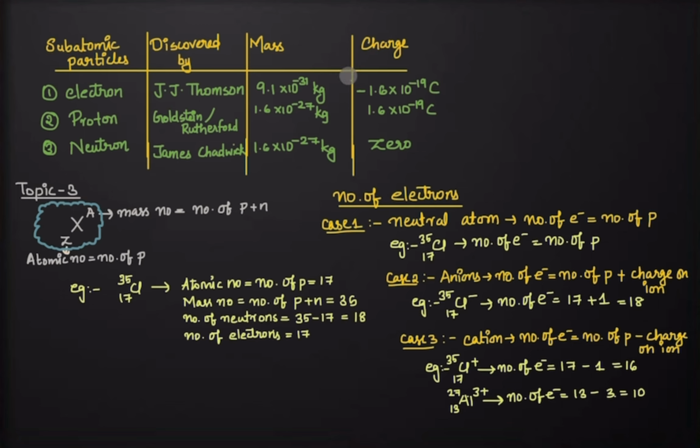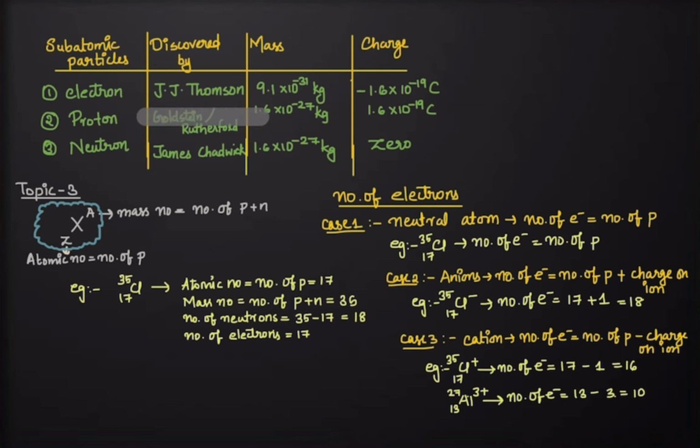Negligible mass, relatively equal to minus 1. Charge is equal to minus 1.6 times 10 raised to minus 19 coulomb, relatively equal to minus 1. The electron was discovered by J.J. Thomson, with mass equal to 9.1 times 10 raised to minus 31 kilogram and charge equal to minus 1.6 times 10 raised to minus 19 coulomb.